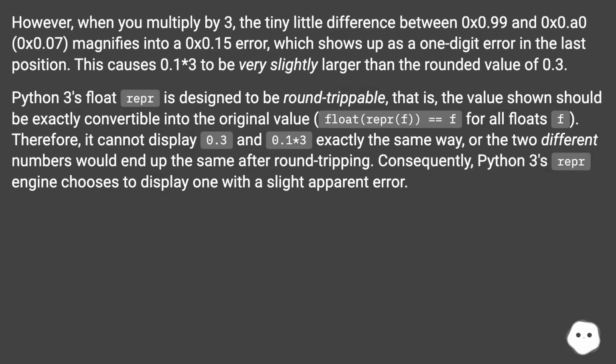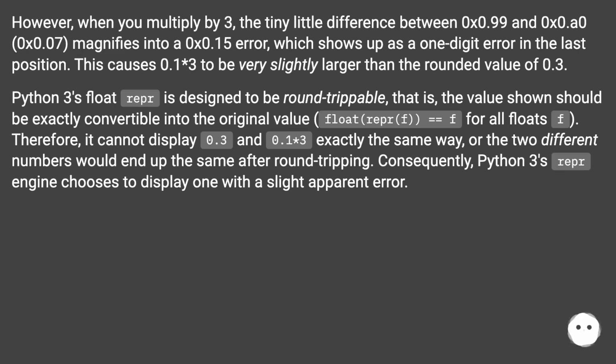However, when you multiply by 3, the tiny little difference between 0x0.99 and 0x0.a0, 0x0.07, magnifies into a 0x0.15 error, which shows up as a one-digit error in the last position. This causes 0.1*3 to be very slightly larger than the rounded value of 0.3.